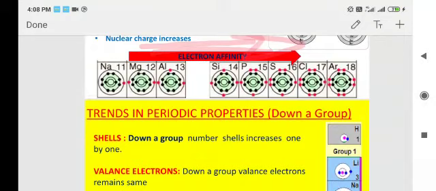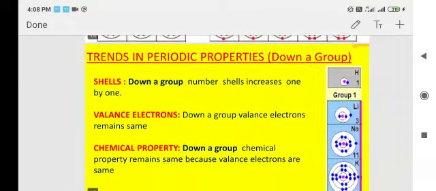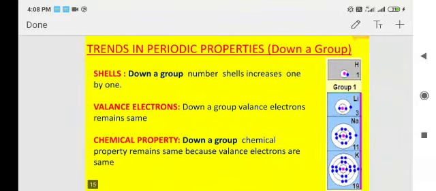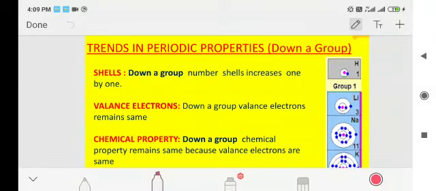Now we are moving to the trends in periodic properties down a group. One by one we are going to discuss that. The first property: a group means, remember, in the periodic table, vertical columns, that means from top to bottom or bottom to top, vertical columns are called groups.